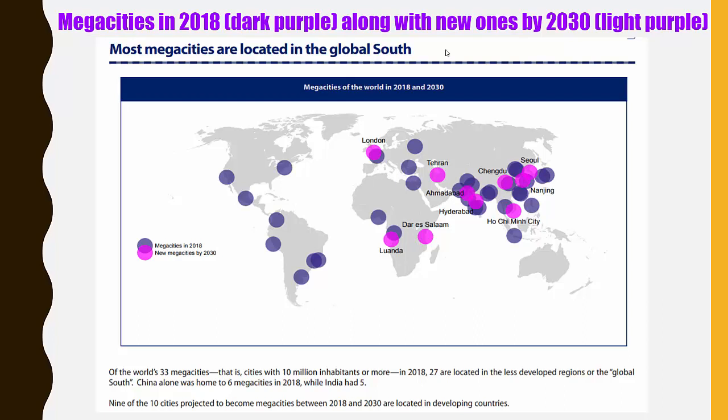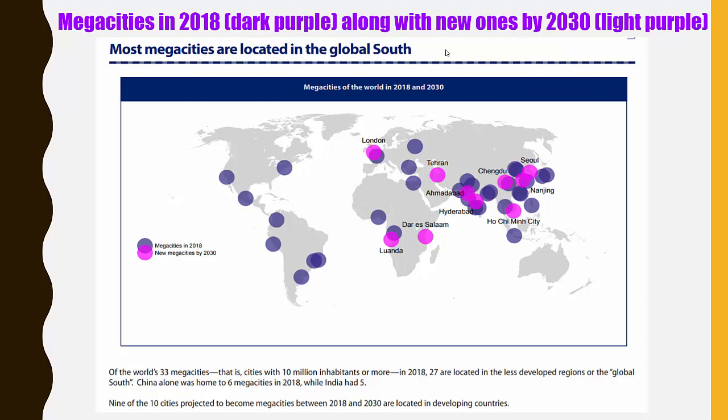What you'll notice here is the light purple colored circles. Where are they popping up? And that's by 2030. Suddenly we have these new megacities, all but a couple of them, it looks like two of them are in the developed world, the rest are in the developing. So this pattern is going to continue. Asia is going to be the center of a lot of it, but the greatest growth in Africa.